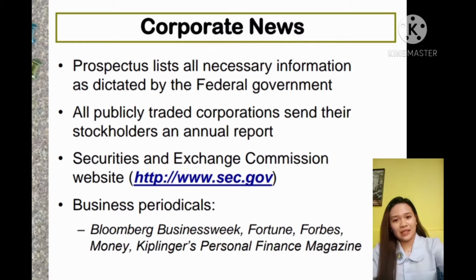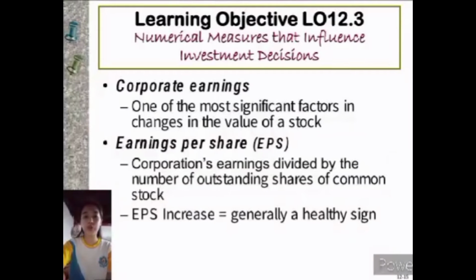Thank you for listening. I am Ramaluchi Lorenzo and I report the learning objective 12.3, the numerical measures that influence investment decisions. First is corporate earnings. Corporate earnings consist of how much money a company or corporation has made during a certain period of time. Corporate earnings are calculated by subtracting the total amount of the company's expenses from revenue. When you calculate it, you can determine if the company is growing, increasing in profit, and spending.